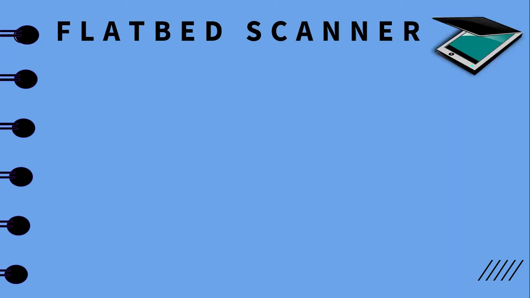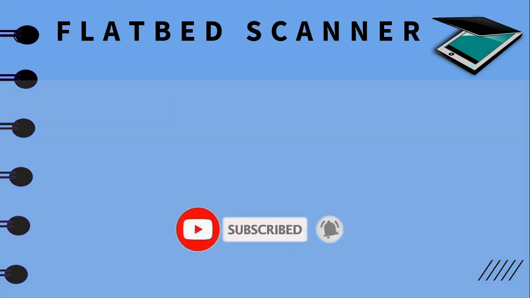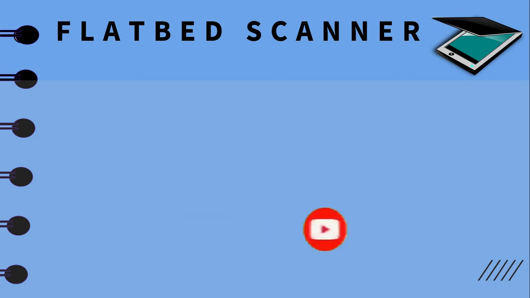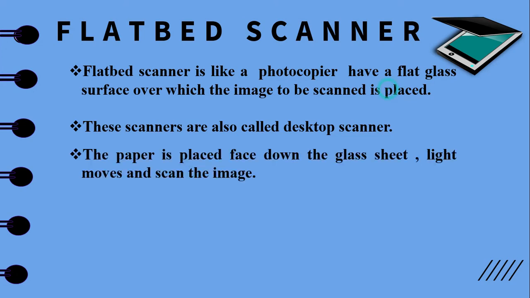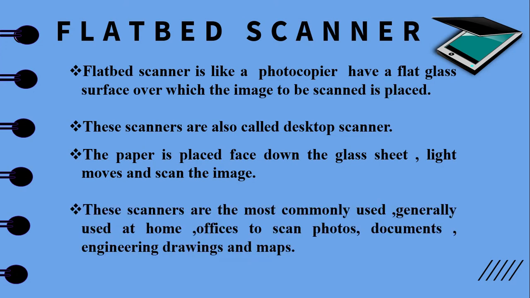Flatbed scanner is like a photocopier, having a flat glass surface over which the image to be scanned is placed. These scanners are also known as desktop scanners. The paper is placed face down on the glass sheet, light moves and scans the image. These scanners are the most commonly used, generally used at home, offices to scan photos, documents, engineering drawings, and maps.